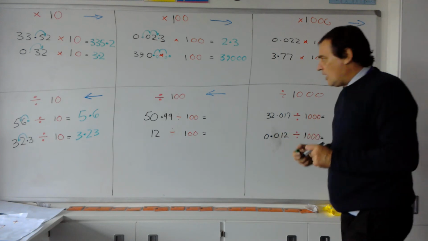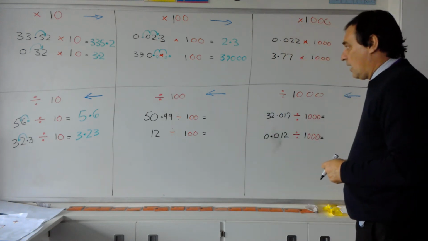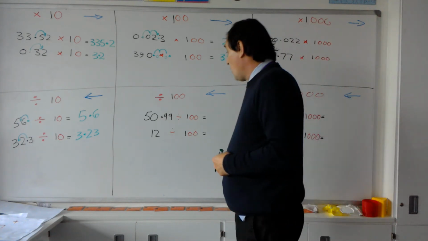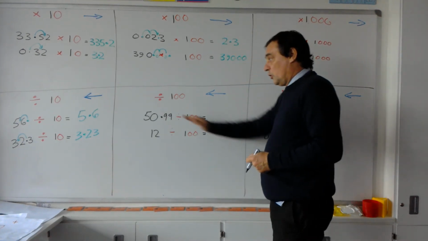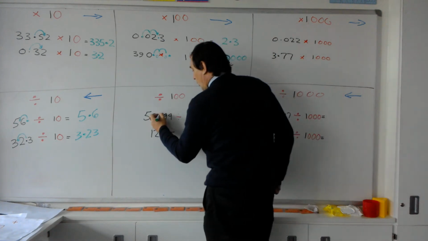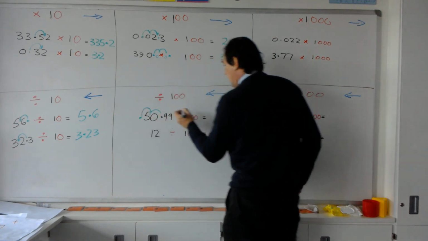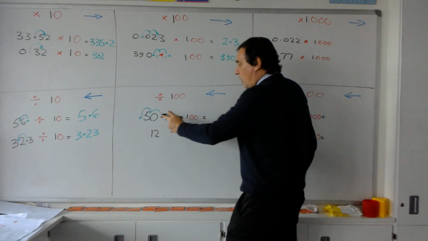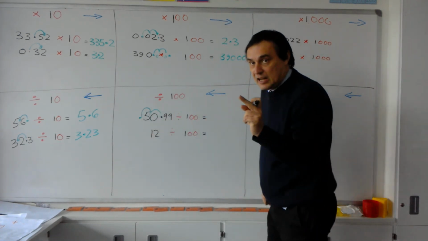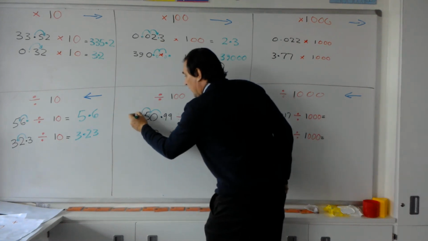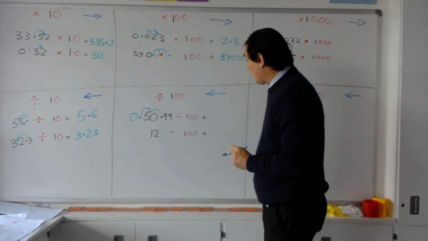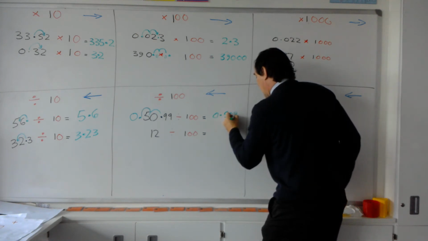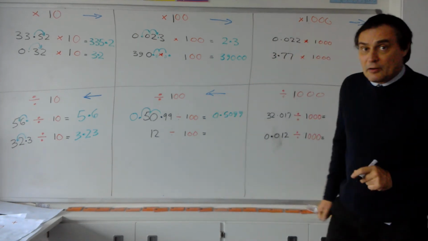Okay, divide by 100. Let's go and do that one. Again, 2 zeros on the end of 100, which means we move that decimal point 2 places to the left. So 1, 2, decimal point there. I'm at the beginning of the number there. If my decimal point ends up at the beginning of the number, I've got to put a 0 point, like that. So my answer then becomes 0.5099.